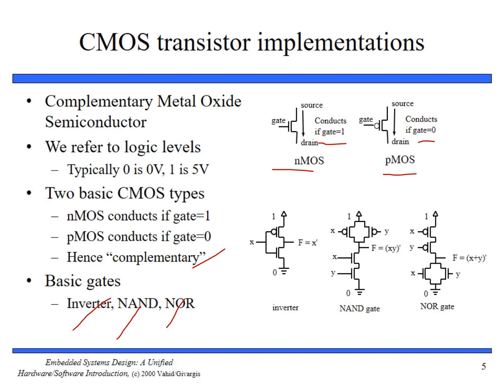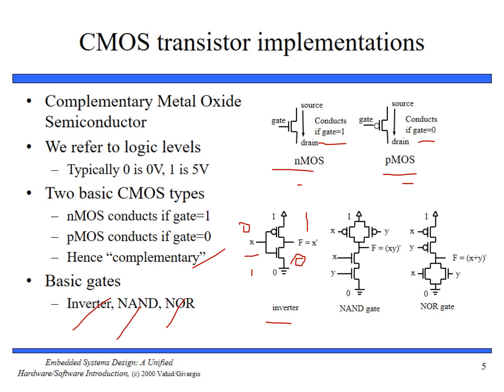We can make an inverter by using both NMOS and PMOS. So in this, if we apply input X equal to 0, the upper transistor conducts and 1 will output. If we apply 1, the lower transistor conducts and 0 will appear. So that is the inverter.